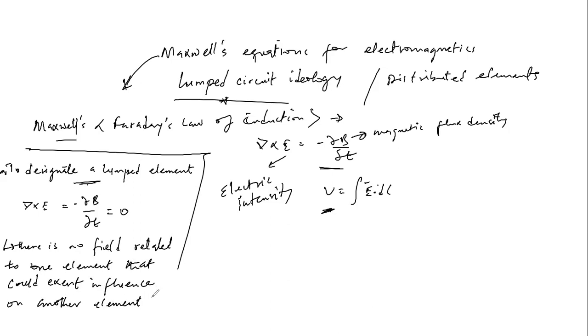So let's take, for instance, a resistor. This is a resistor R1, another resistor R2. What we are saying here is that a resistor is a lumped circuit element largely because it does not generate any field that by way of extension impacts on a corresponding element. So there are no fields related to any lumped element that could exert any form of influence on the other element.